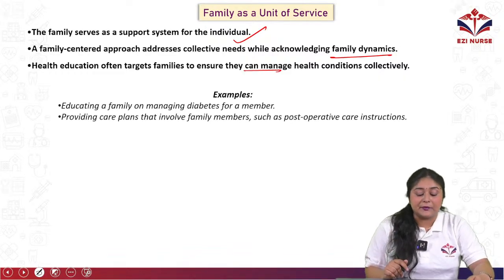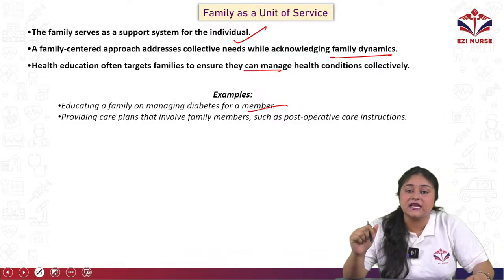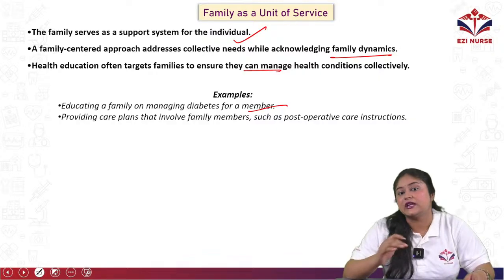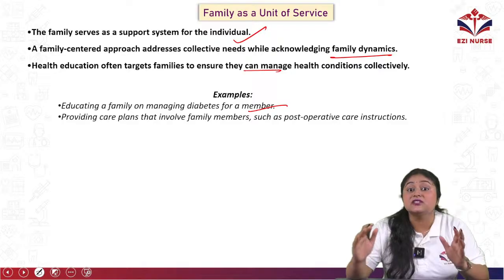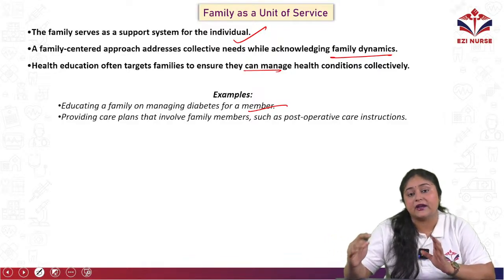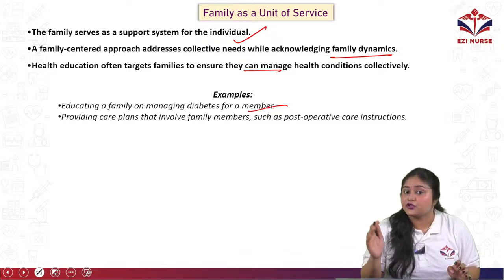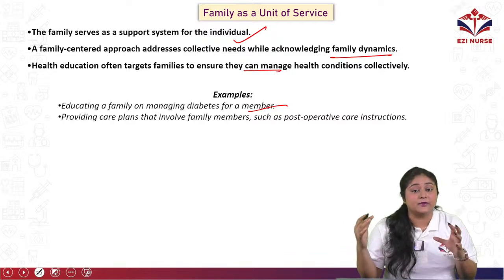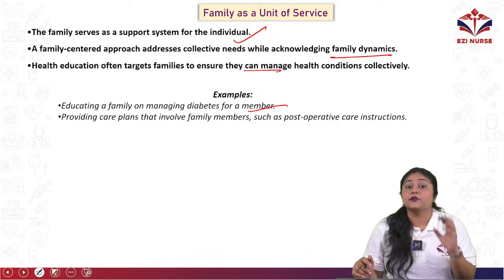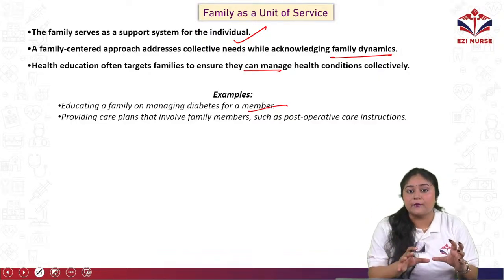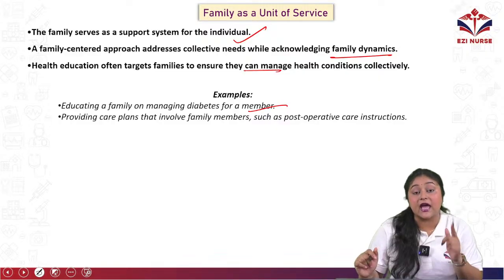See the example, educating the family on managing diabetes for a member. Suppose one member is diagnosed with diabetes. At that time, as family members, what should be their role? By managing the diet of that particular person, right? They have to focus on that person. They should not eat any sugar, or any high amount of carbohydrate or glucose-rich food, right? These kinds of things we have to take care of. So only the family members can take care of the diabetic person.